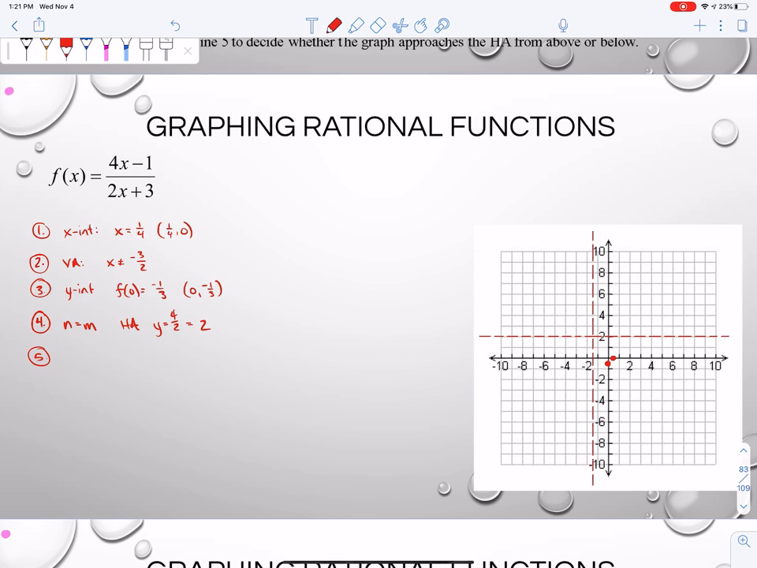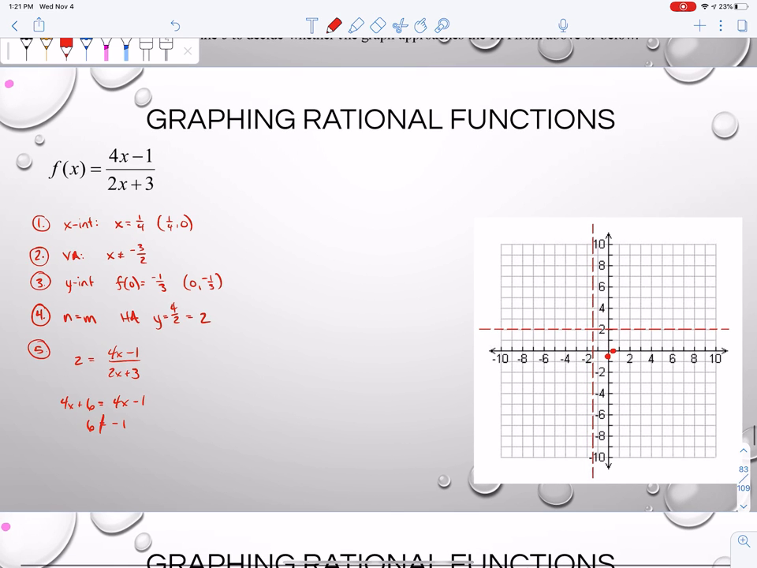Okay. Step 5, I want to test: do I ever cross that horizontal asymptote? So I'm going to set my entire function, (4x minus 1) over (2x plus 3), equal to 2, and I'm going to attempt to solve. If I cross multiply here, we're going to get 4x plus 6 equals 4x minus 1. And if I subtract 4x on both sides, I get 6 equals negative 1. Well, 6 doesn't equal negative 1. That's ridiculous. This is not true. Therefore, there is no cross.